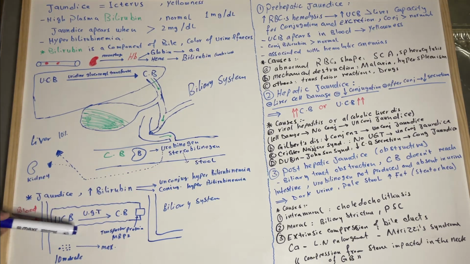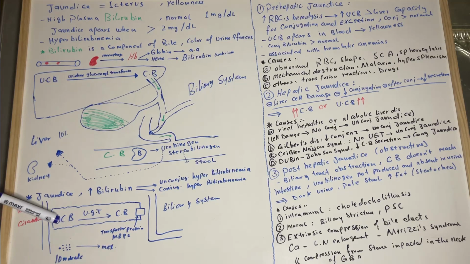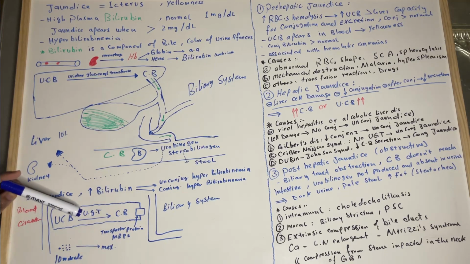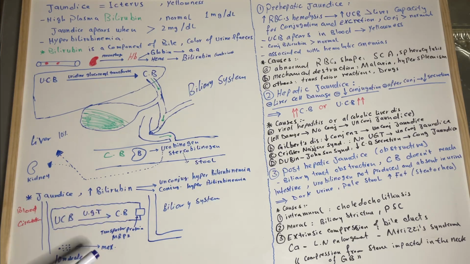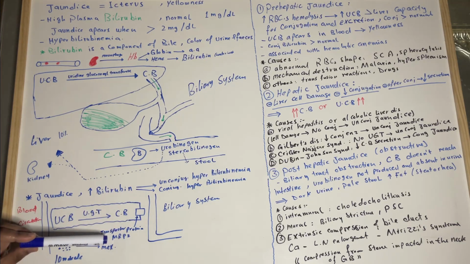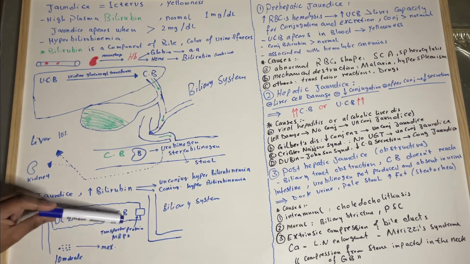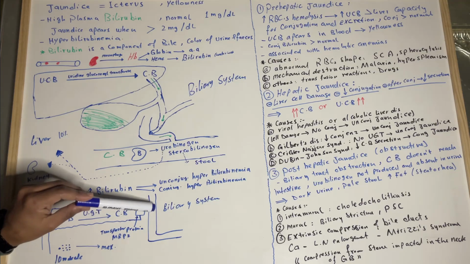Again, here is the simple diagram. This is the hepatocyte where the conjugation takes place. The unconjugated bilirubin, through the enzyme glucuronide transferase, is converted into conjugated bilirubin. And through a transporter protein called MRP2, this protein facilitates secretion of the bile into the biliary system.